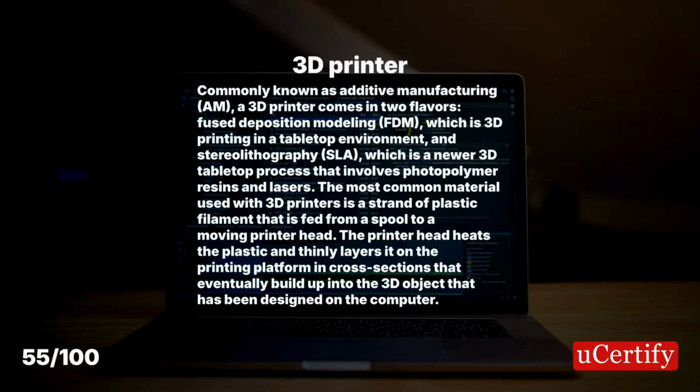The most common material used with 3D printers is a strand of plastic filament that is fed from a spool to a moving printer head. The printer head heats the plastic and thinly layers it on the printing platform in cross-sections that eventually build up into the 3D object that has been designed on the computer.